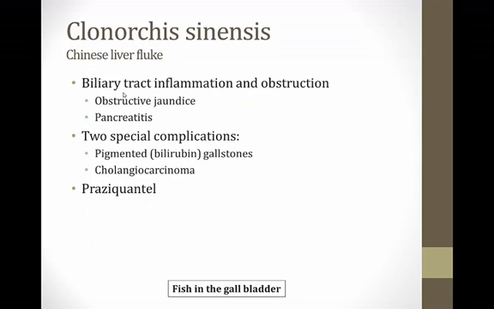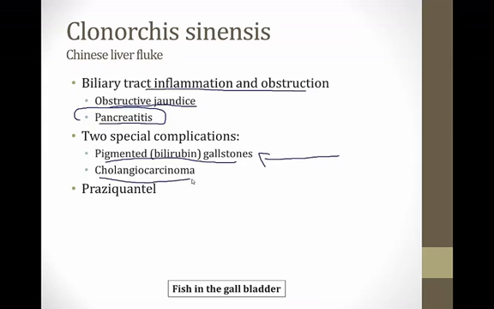So people with Chinese liver fluke infections get biliary tract inflammation and obstruction, so they can develop obstructive jaundice and they can get pancreatitis. And then there are two special complications you should know about. The first is development of pigmented or bilirubin gallstones. This is a very rare type of gallstone. It's seen in people with hemolytic anemias, and it also occurs in people with this helminth infection. And then finally, the long-standing infection of the biliary tract can lead to cholangiocarcinoma, and this is treated with praziquantel. And the key thing to remember here is just fish in the gallbladder. That's what I think of when I hear about this. I think of people eating contaminated fish and getting gallbladder disease.